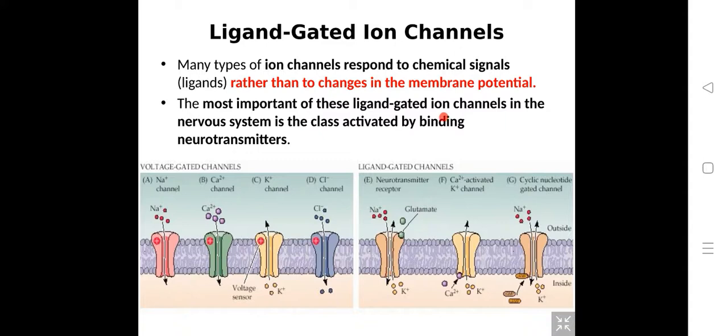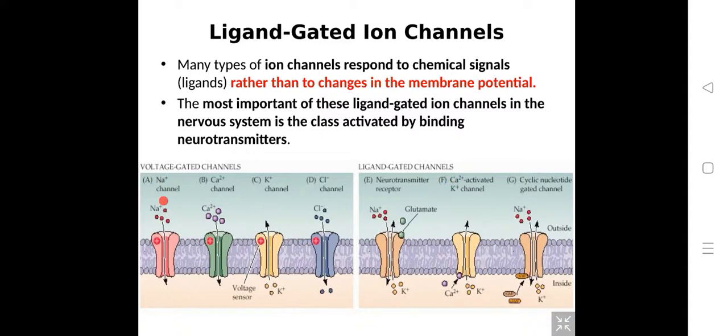And the most important of these ligand-gated ion channels in the nervous system is the class which is activated by binding of neurotransmitter, for transmission of neural signals. That is what the word neurotransmitter means. But these neurotransmitters are chemicals. So you need to be able to identify the difference between voltage-gated channels and ligand-gated channels.